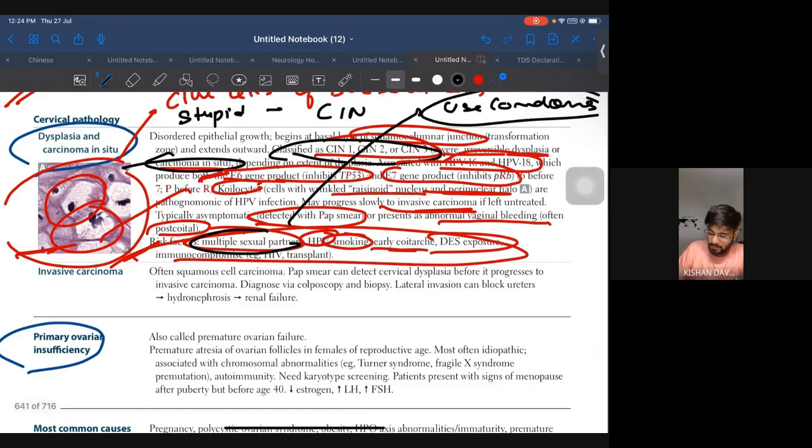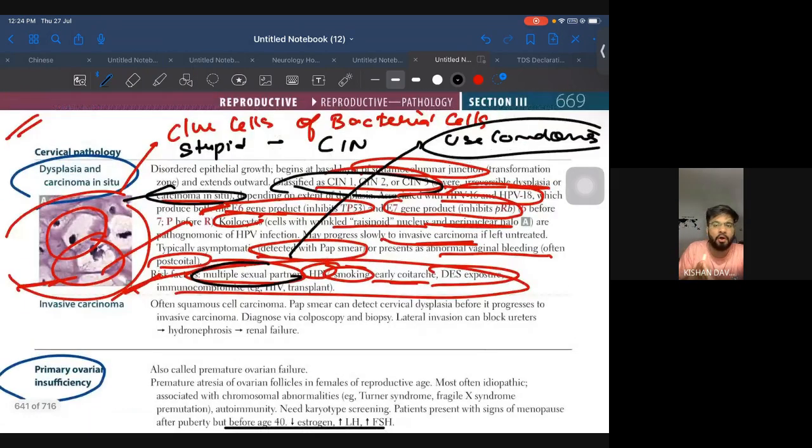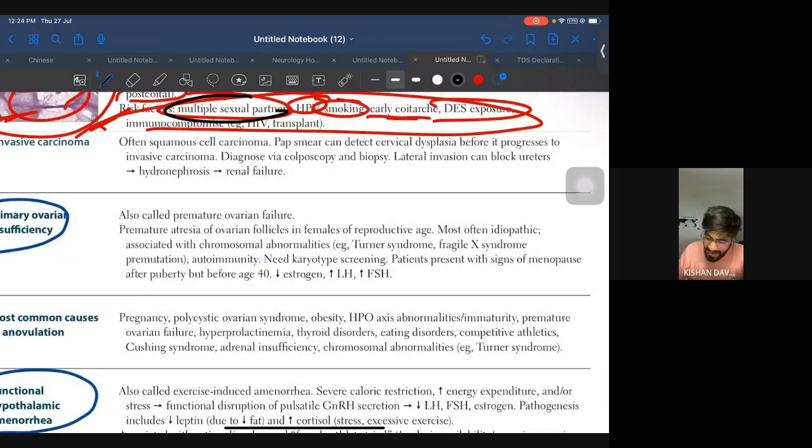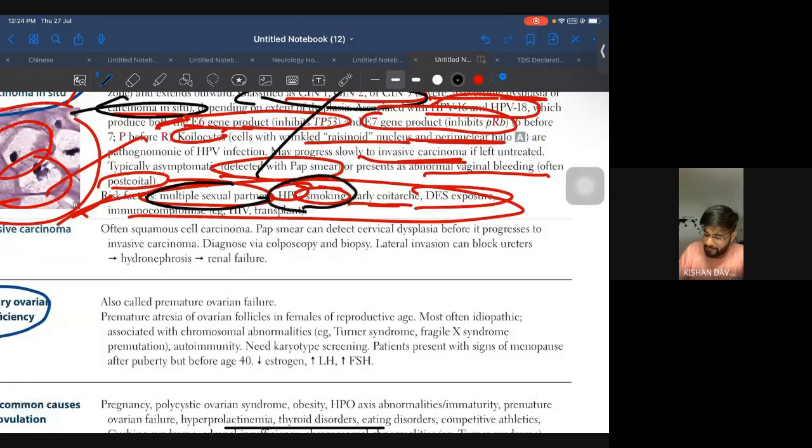Okay, so the condom part, the loyal to one partner part, the CIN part. These three are very weird questions that they have been asking in cervical pathology. So keep this in mind. Such questions can also come. All right. And diagnosis is by pap smear and HPV culture.